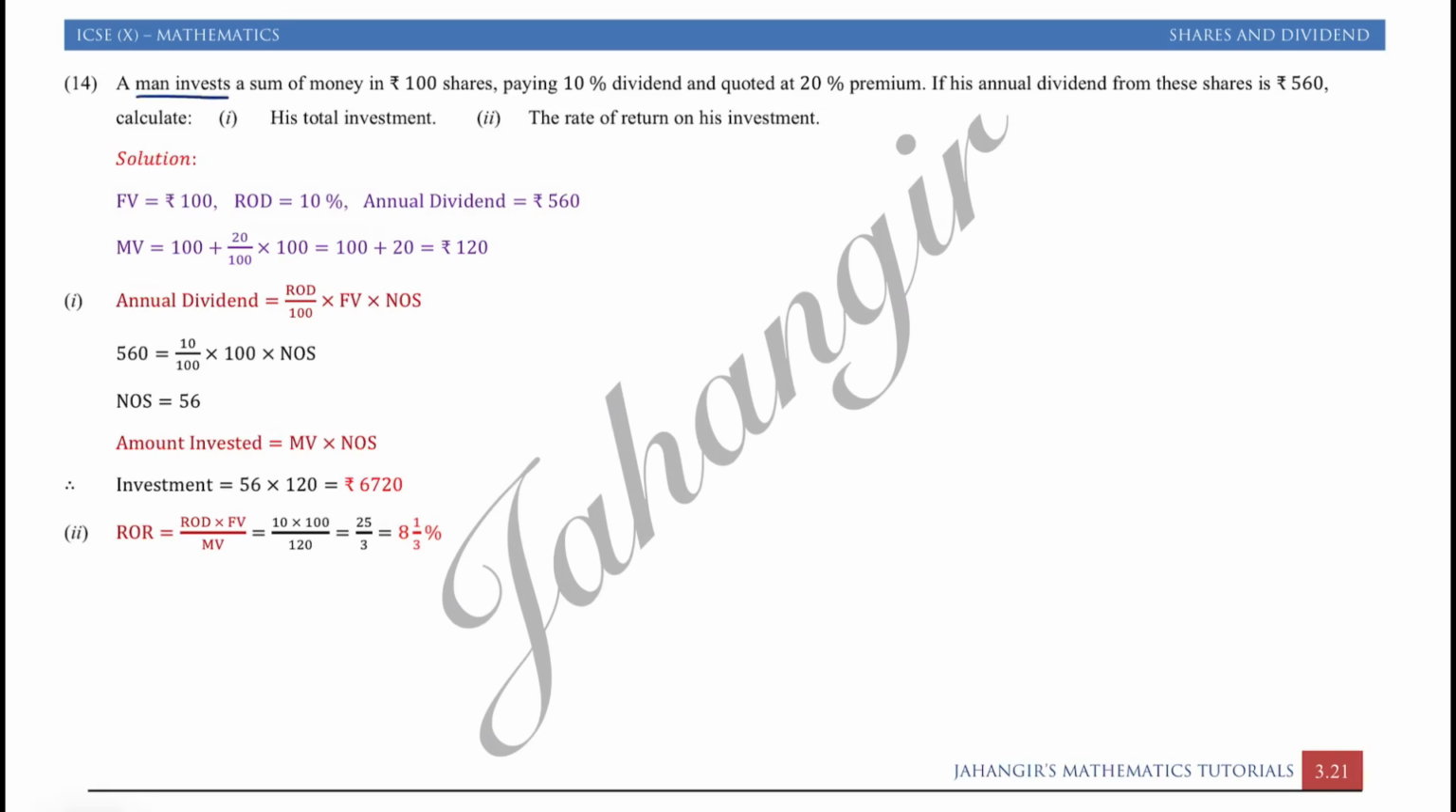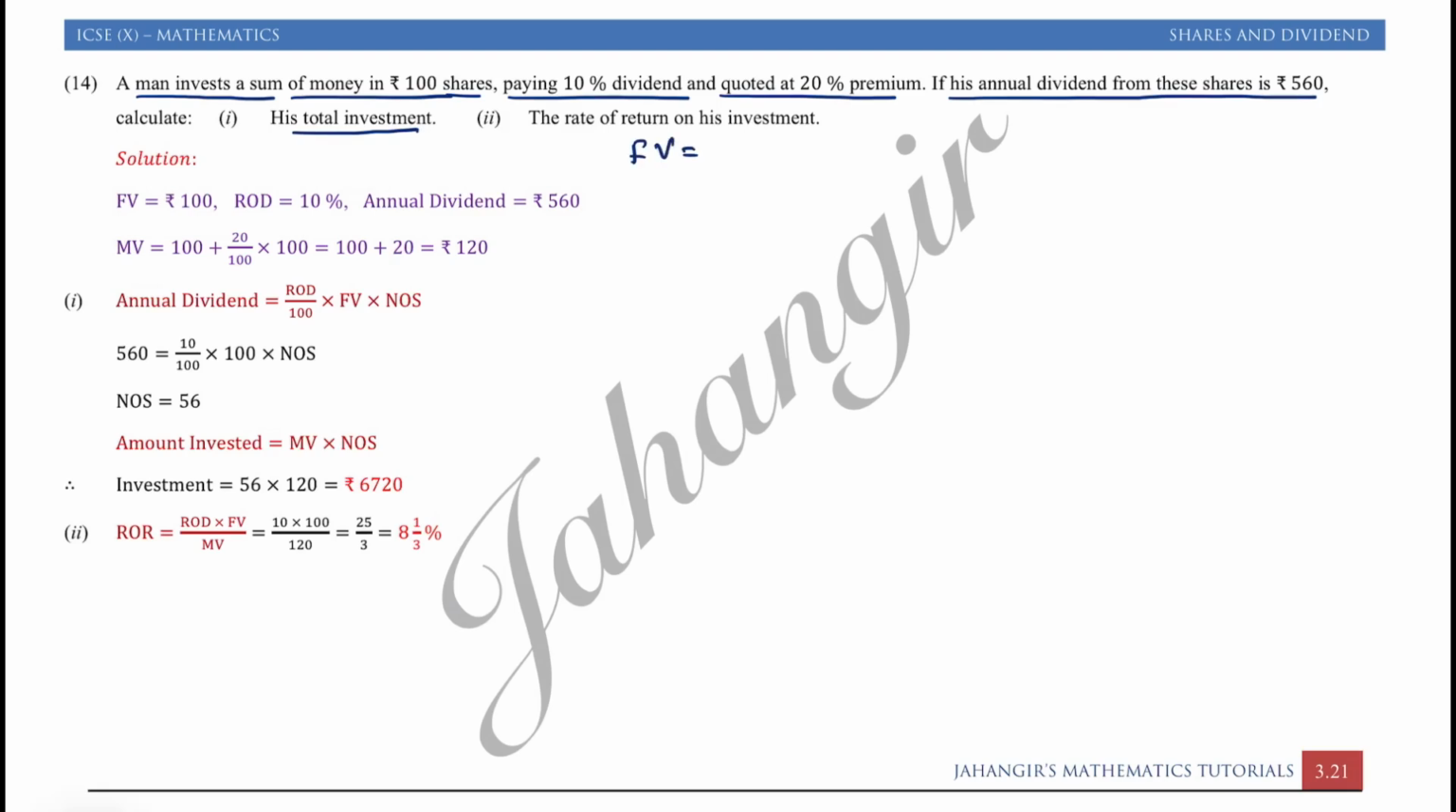Question 14. A man invests sum of money in rupees 100 shares paying 10% dividend and quoted at 20% premium. Quoted means you are getting it as a market value which is 20% higher than the face value. If its annual dividend from this share is rupees 560, find its total investment. So first of all, we will write information.